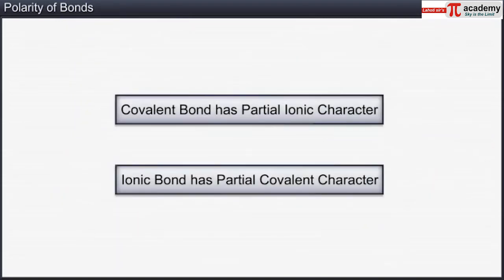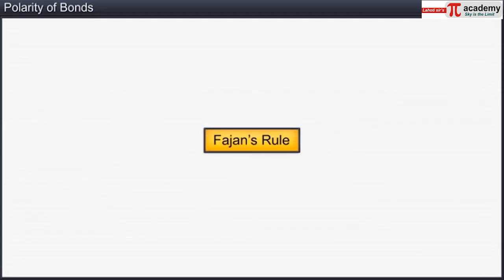Hence, we can conclude from the polarity of bonds and dipole moment that a covalent bond has a partially ionic character. Based on the Fajans rule, we can say that ionic bonds also have some partial covalent character. To know about the partial covalent character in an ionic bond, we should know Fajans rules.